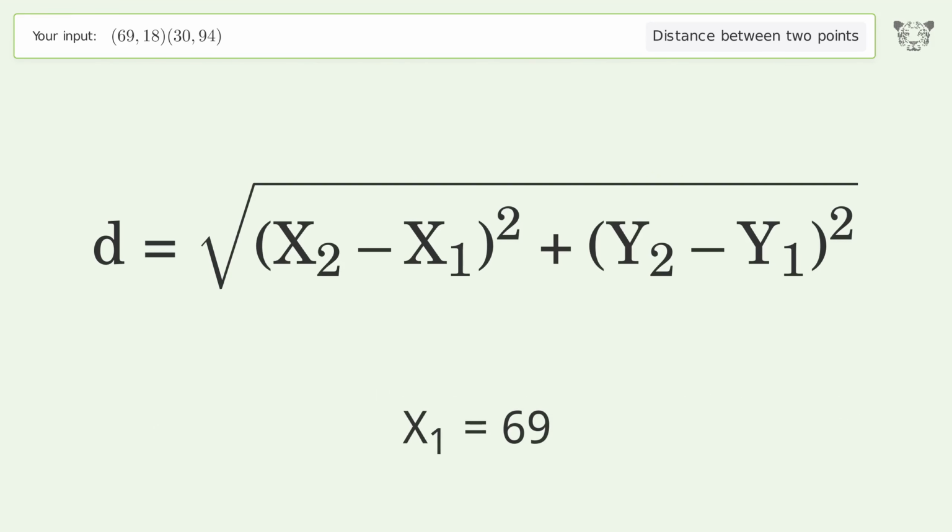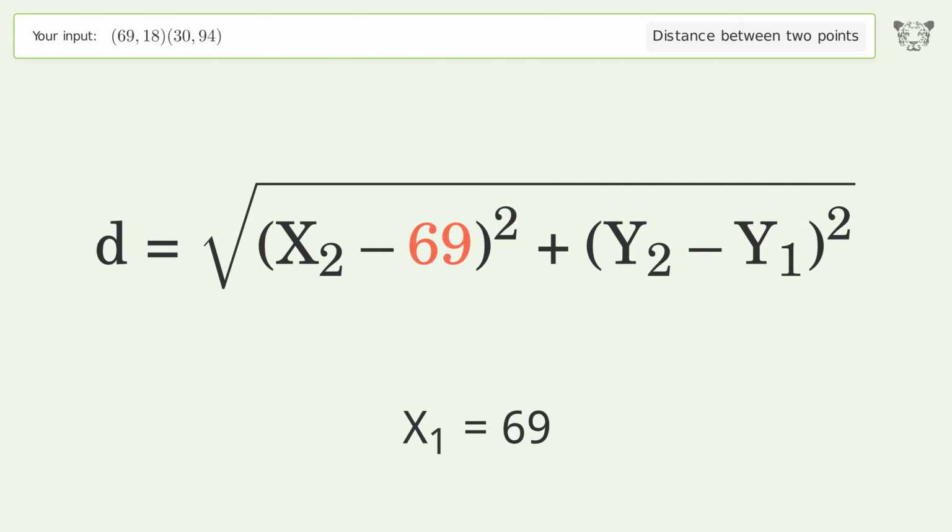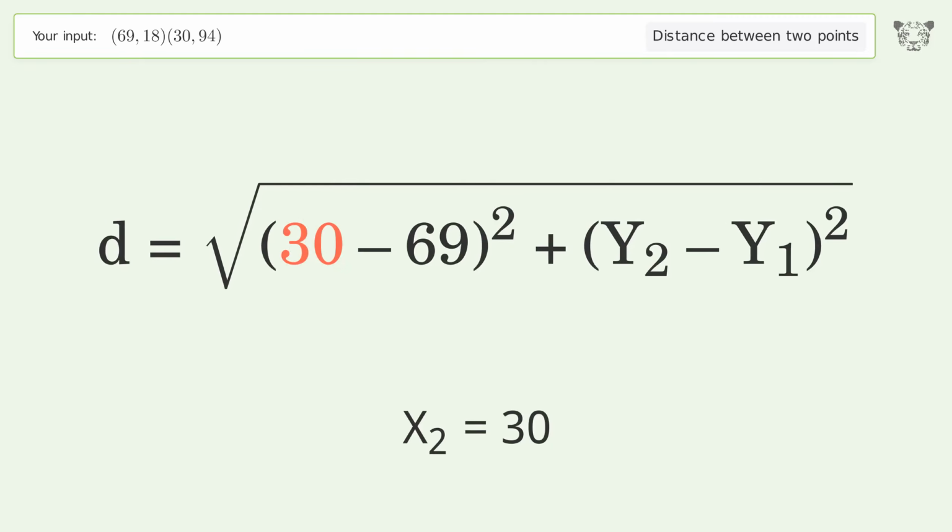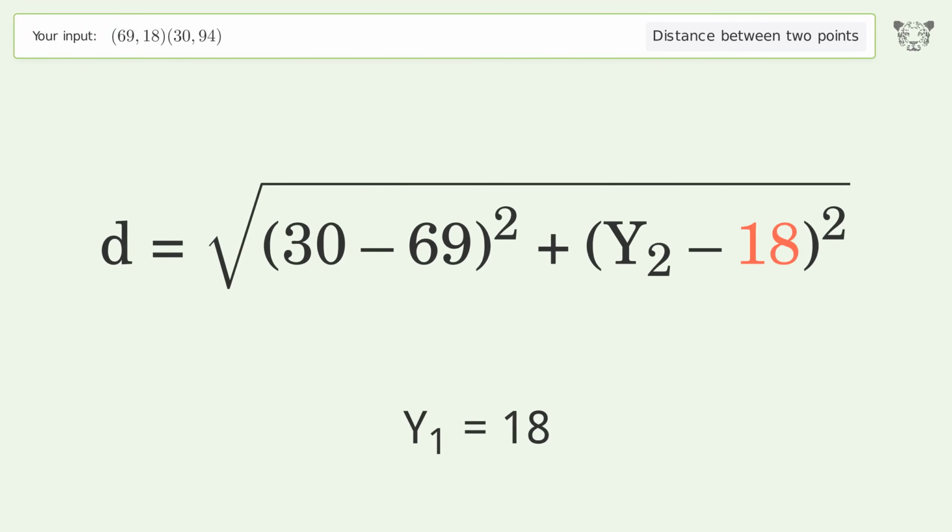x1 equals 69. x2 equals 30. y1 equals 18. y2 equals 94.